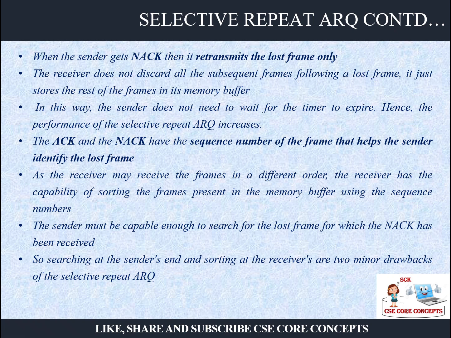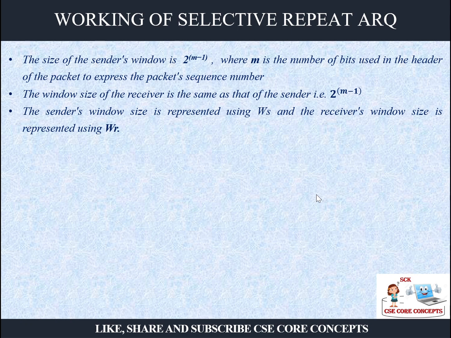As the receiver is receiving multiple frames in different order, the receiver should have sorting capability. Okay, so this is very much required. Every frame is coming in from a different path, understood? Some may arrive early, some may arrive late, but the frames have to be kept in sorted order. So this sorting technique should be there on the receiver's end, and the sender's end should have searching capability, so that it can search any random frame whenever it receives a negative acknowledgement.